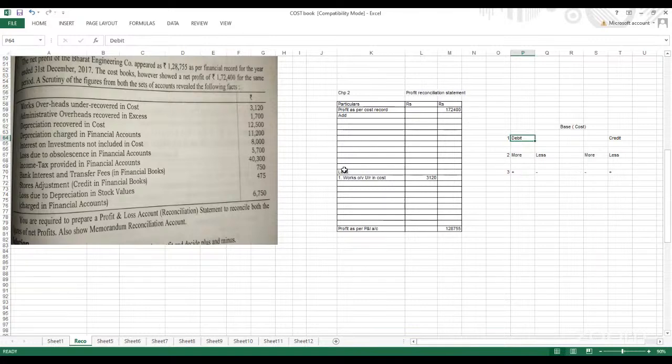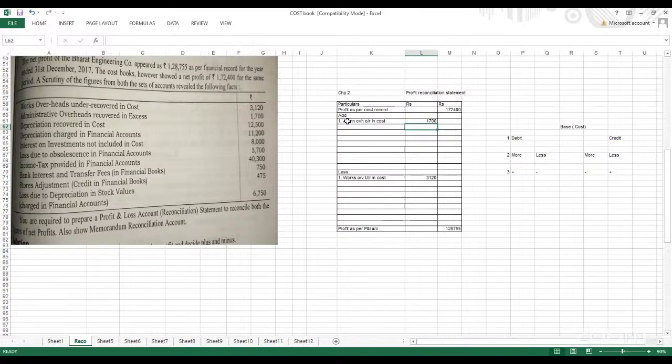Clear? What it says, admin overheads recovered in excess. When they say overhead recovered, it means in cost it is more. So just below the one already written, it's add. So we have to write in add, number one, admin overheads over recovered in cost. And the value they have already provided, 1700. Is this clear?